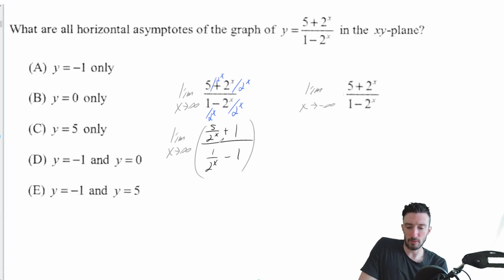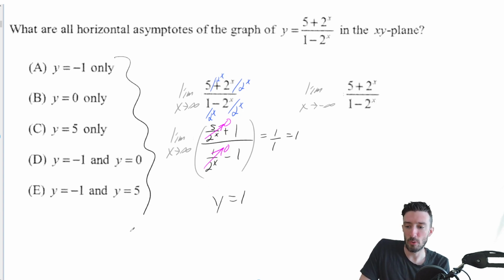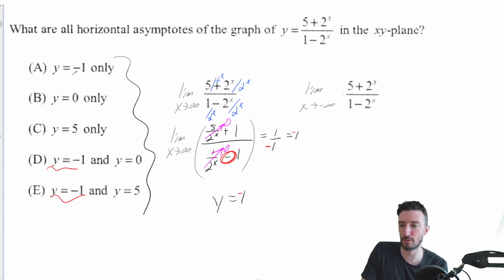Now, what happens as x goes towards infinity is that this one heads towards 0. That one also heads towards 0. So you would just get 1 over 1, which is 1. So y equals 1, that would be one of your horizontal asymptotes. And of course, that's not there. So that is a sign that I forgot about the sign over here, that there should have been a negative down there, which would have carried over here to a negative, which means y equals -1 is one of your horizontal asymptotes.